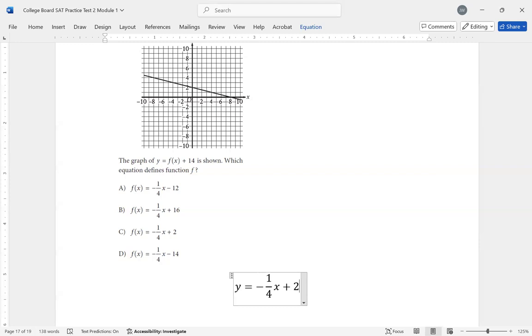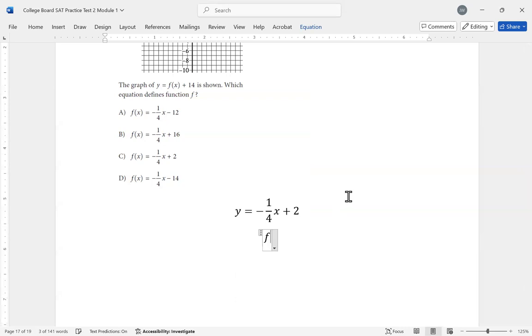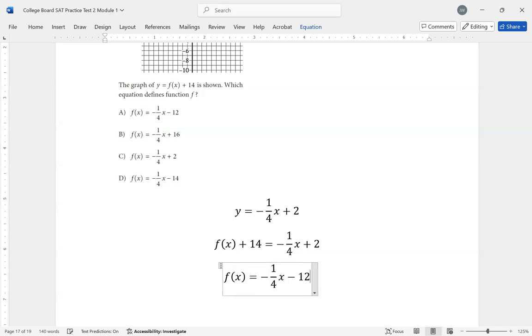Now that y is equal to f of x plus 14. So f of x plus 14 is equal to negative 1/4 times x plus 2. Subtracting 14 from both sides gives us negative 1/4 x minus 12 as my f of x. So that's what you would do if you did it all algebraically.